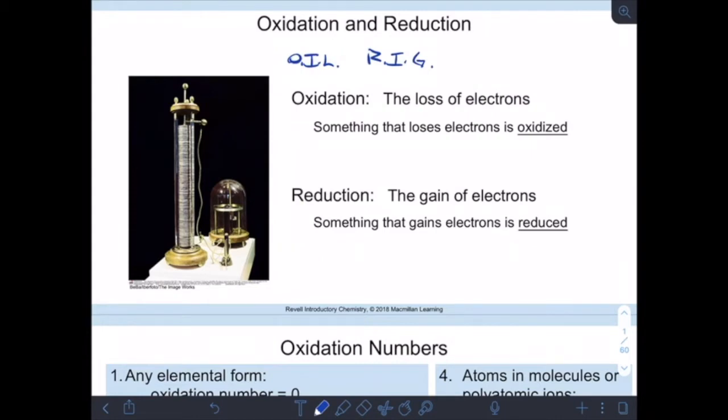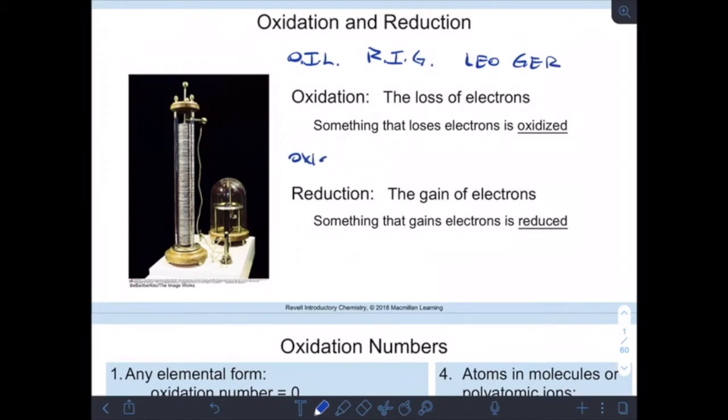The other one that I've heard is Leo the lion goes grr. That stands for loss of electrons is oxidation, gain electrons, reduction. But what I would like you all to focus on in this chapter in terms of determining oxidation and reduction is that with oxidation, the oxidation number goes up, and with reduction, the oxidation number goes down.